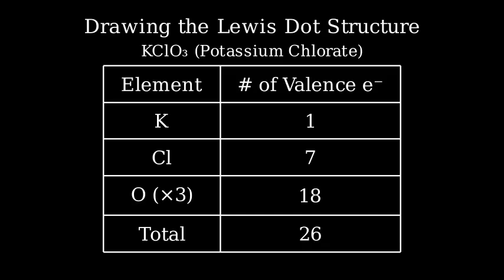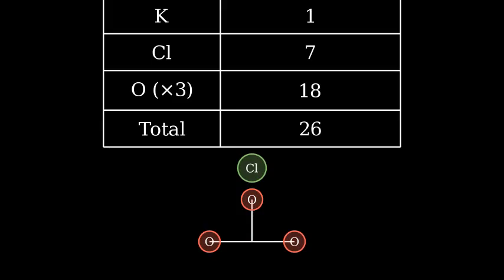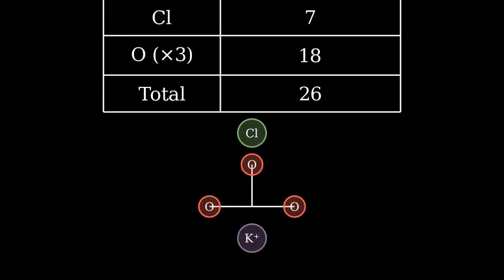Next, let's draw the skeletal structure. Chlorine will be our central atom, since it's the least electronegative non-hydrogen atom. The 3 oxygen atoms will be bonded to chlorine, and potassium will be written separately as it forms an ionic bond. Now, let's add the electrons.